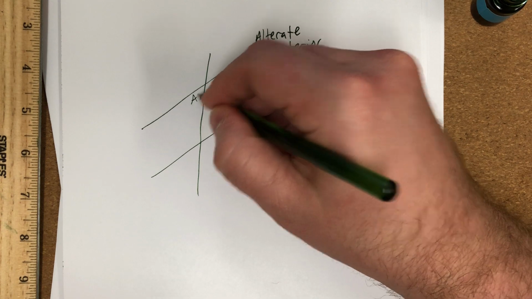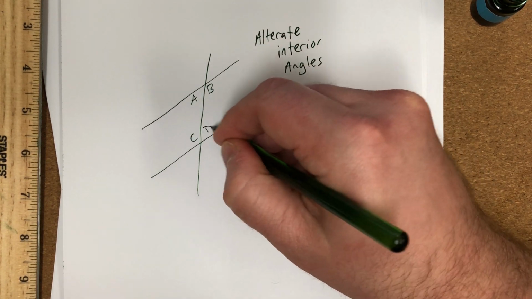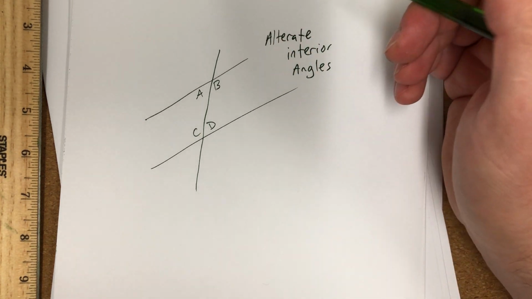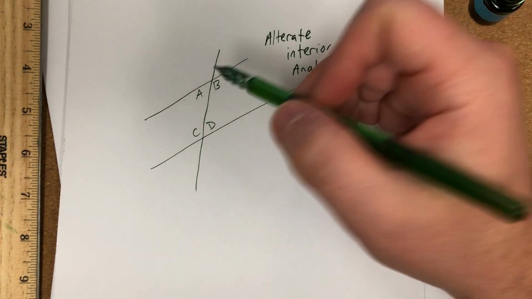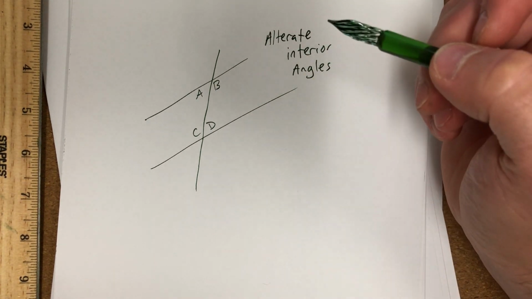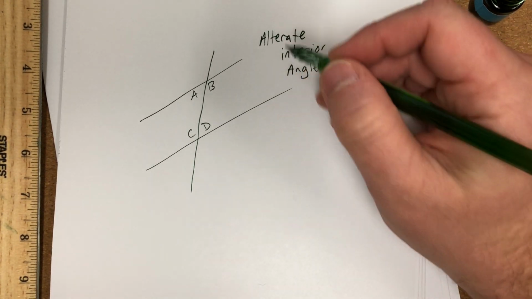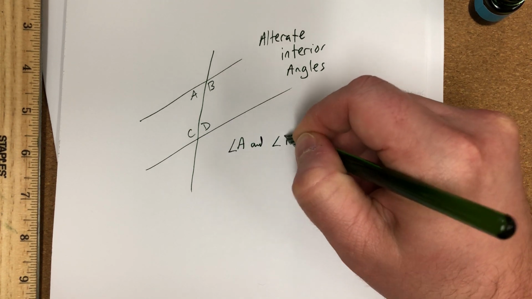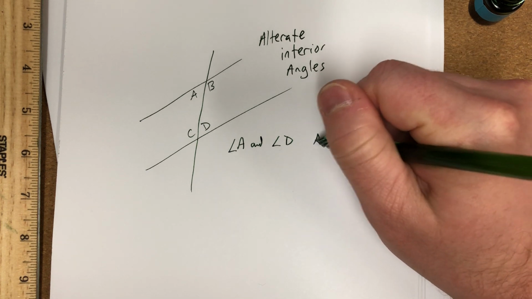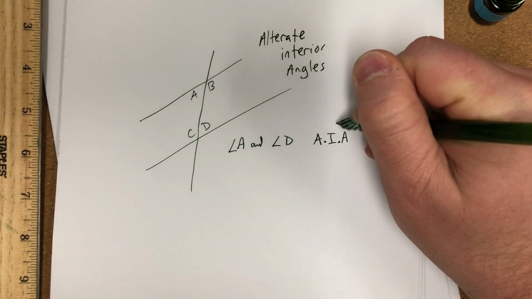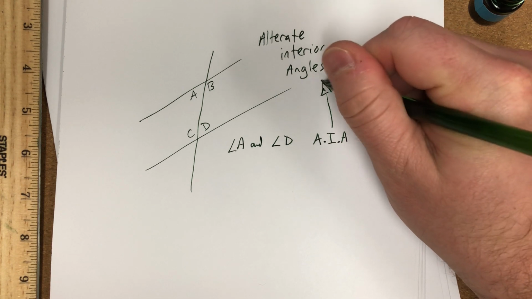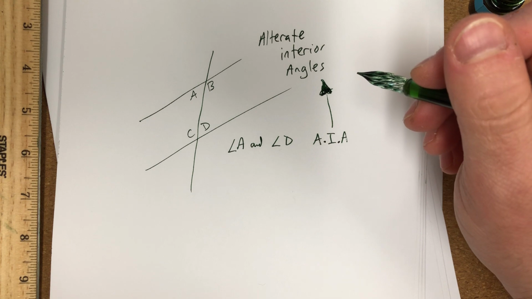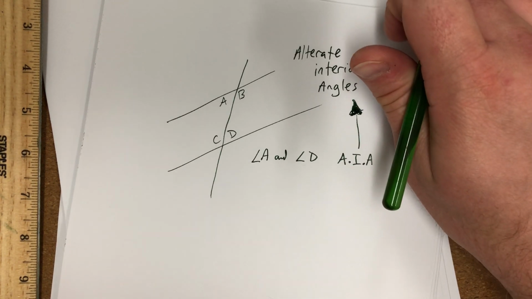So we're just going to focus on these four. I'm using A, B, C, and D just to switch it up a little bit. We could call them 1, 2, 3, and 4 or however you want to label it. But in this situation, we could call angle A and angle D, those are alternate interior angles. I'm just going to say AIA to save me some writing, but these are alternate interior angles. So what makes you think they're alternate and interior?